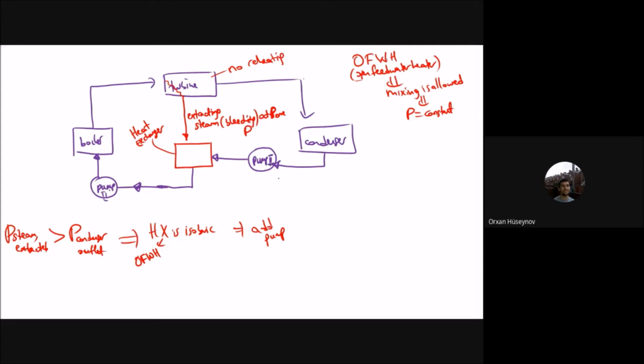By using this pump 2, I increase the pressure from the extracted steam pressure to the boiler pressure, because this one should also have a different pressure than the boiler. The pressure of the boiler is also greater than the extracted steam pressure P.